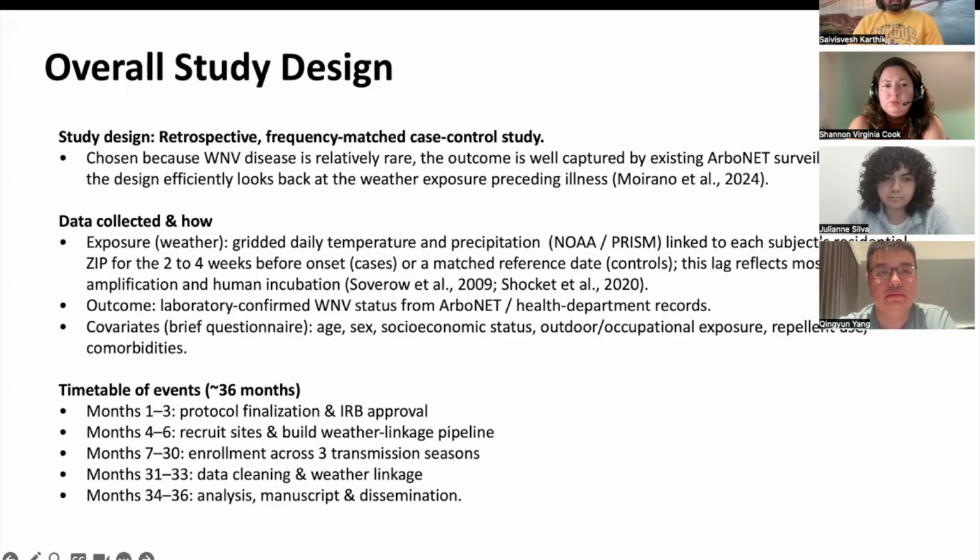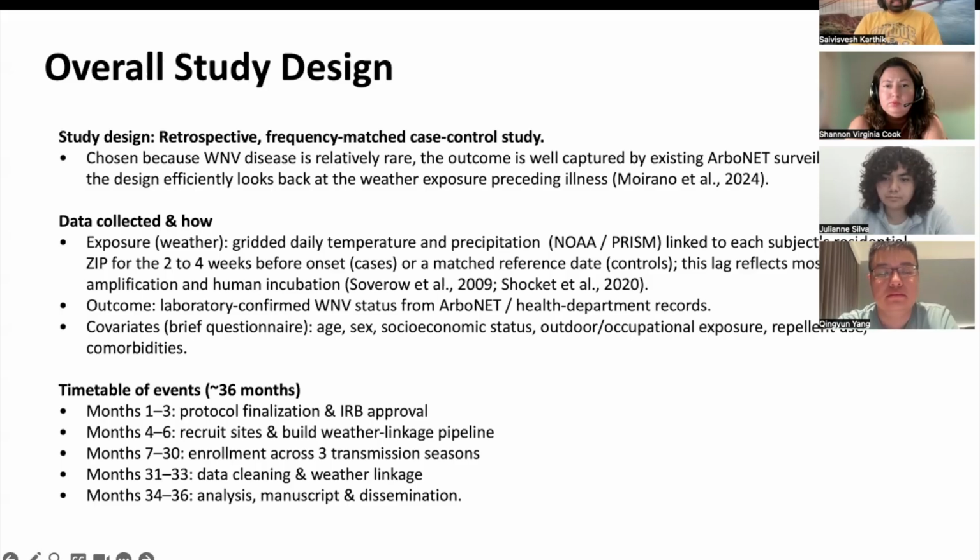In terms of our overall study design, it's a retrospective frequency matched case control study. This was chosen because WNV is relatively rare. The outcome is captured by existing surveillance infrastructure, and the design very effectively lets us look back in time to see the weather and how that weather preceded the illness. This was based on prior literature.